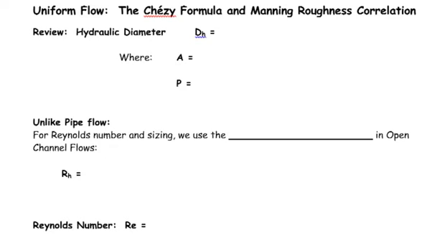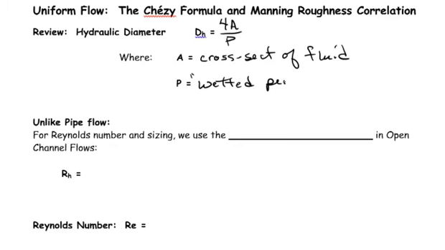So let's review. If you remember back in pipe flow, we were able to handle non-circular cross sections, and to do that what we did was use the hydraulic diameter. We're going to use that again, and hydraulic diameter, if you recall, was 4A over P. And A was the cross section of your fluid, and P was the wetted perimeter. And the wetted perimeter was where the fluid touches the walls.